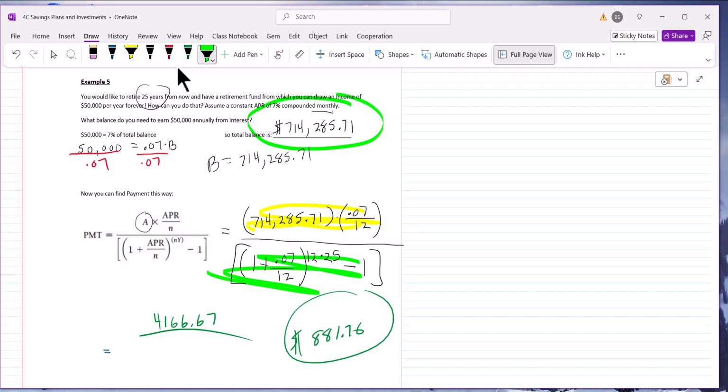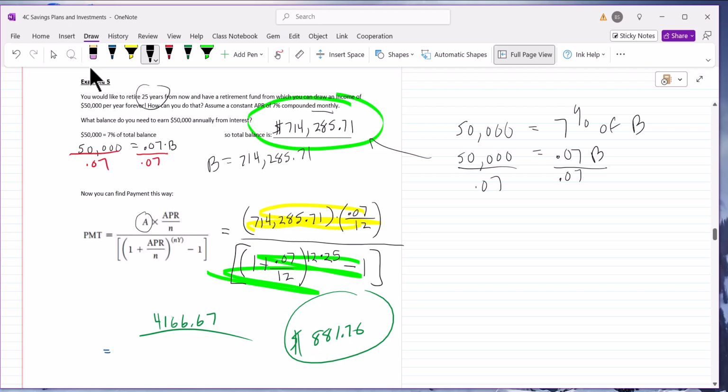Okay, so what I did is I solved this equation right here. You need to figure out that $50,000 needs to be 7% of some number, and I'm just going to use b as a variable. So I'm doing 50,000 equals, 7% is written as 0.07 times b like that. Now I'm solving that equation, so this is just dividing both sides by 0.07, and when you do that, you're going to get that number right there. And that's what you have to use for A.